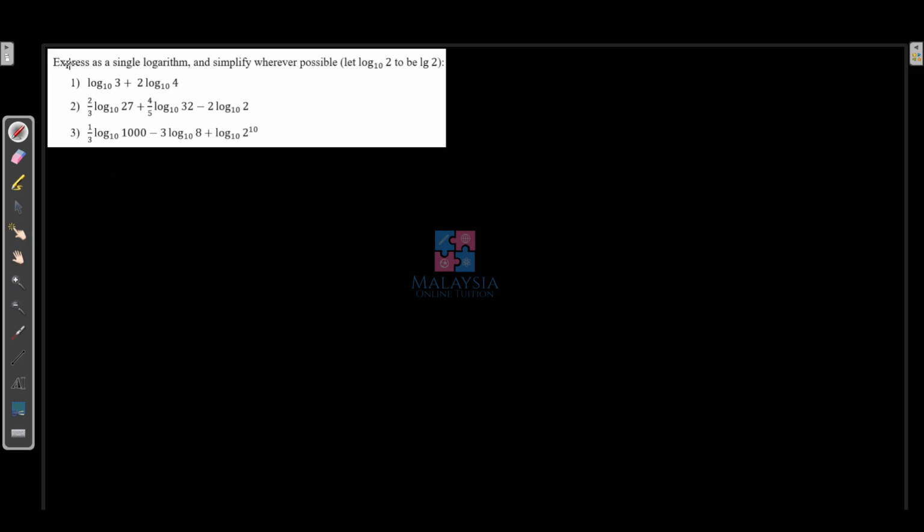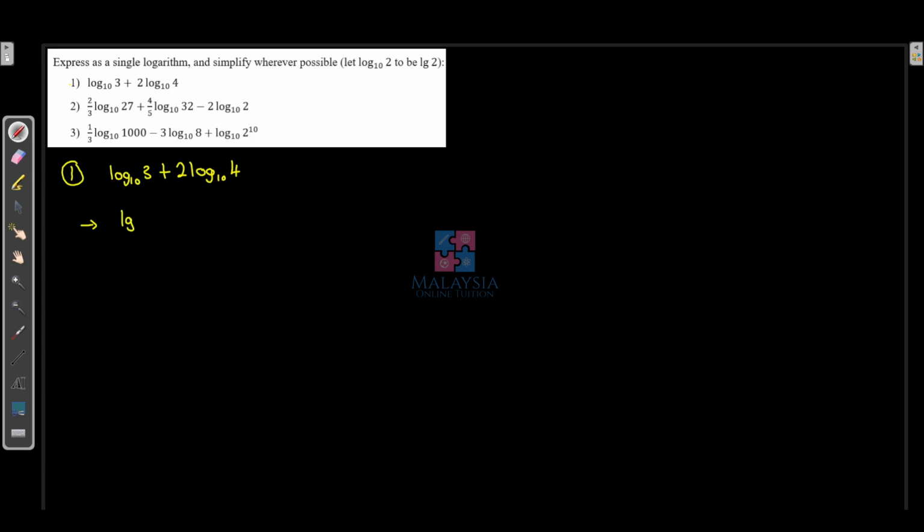Next for question number 2, express as a single logarithm and simplify wherever possible. So we can say let log base 10 of 2 to be log 2. Okay, we can just say log 2 instead. So for part 1, the question is log base 10 of 3 plus 2 log base 10 of 4. Okay, so how to start? Like I said, we can just change the log base 10 into log.